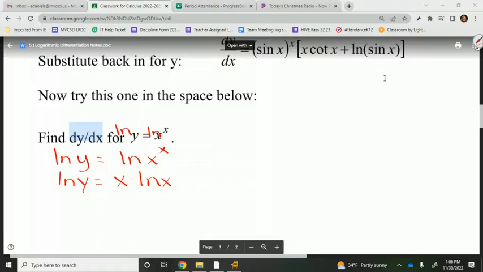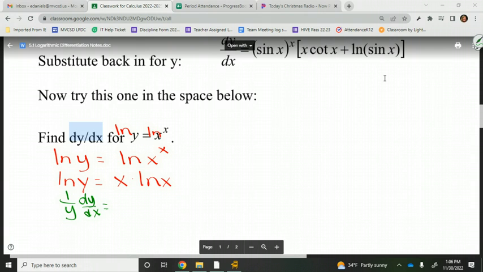And now we no longer have a variable in the power, so we can derive it. But we've made it implicit because of this side, so we have to derive left to right. So what would be our derivative of natural log of y? Do we remember from yesterday? There we go. 1 over y dy dx.